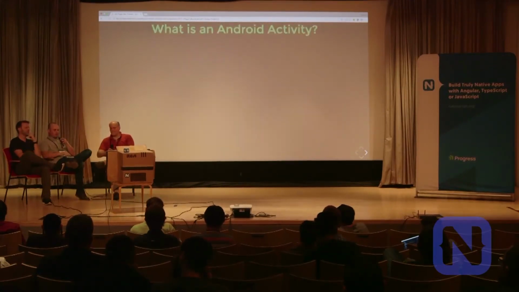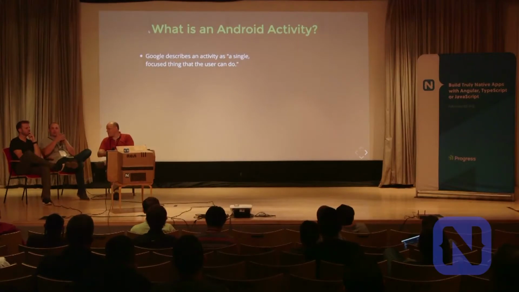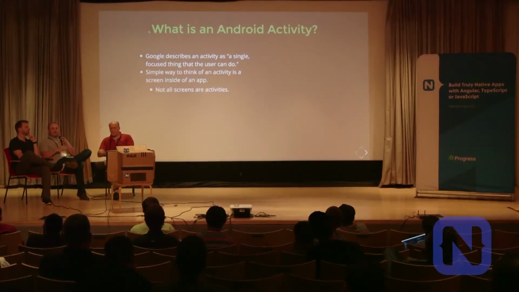So back to what Nathaniel was asking about an activity. So what is an activity? An activity, the way Android and Google describe it, is a single focused thing that the user can do. So think of it as one screen in your application. So for example, the Facebook activity, it has one purpose. It is to authenticate against Facebook's SDK and return something to you since you're consuming that SDK.